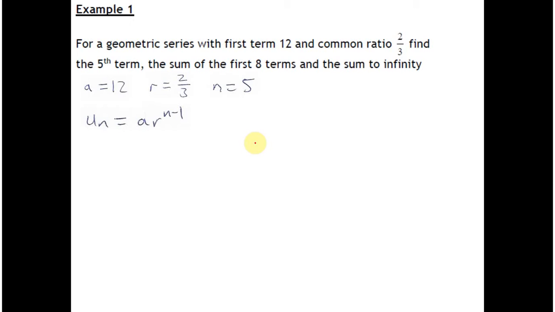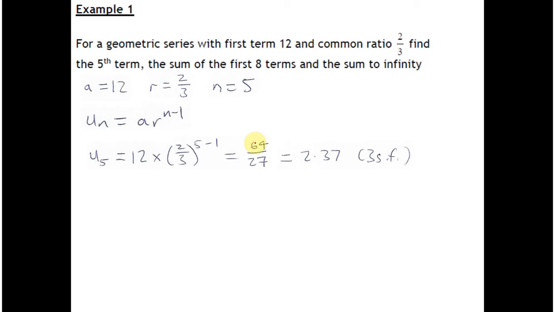Sticking in our values, u5 is equal to 12 times 2/3 all to the power of 5 minus 1. Sticking all that into the calculator, we get that the fifth term is 64 over 27. And in pure maths, it's perfectly acceptable to leave that as a precise, exact answer. But if you were asked to round it, it is equal to 2.37 to 3 significant figures.